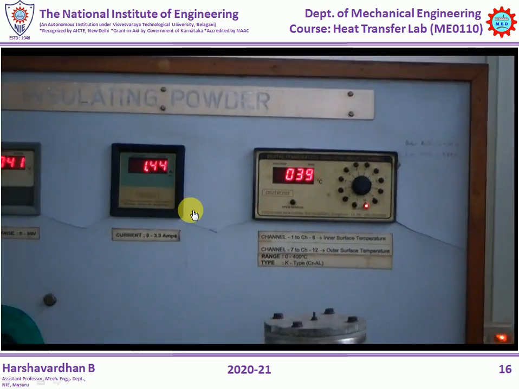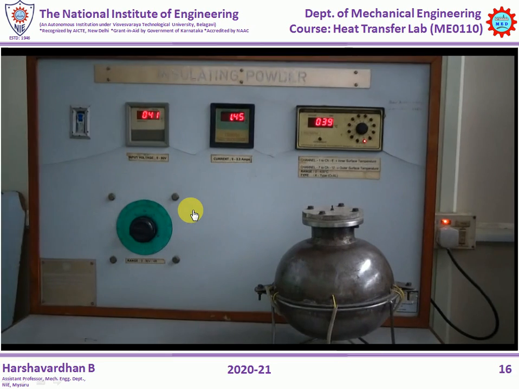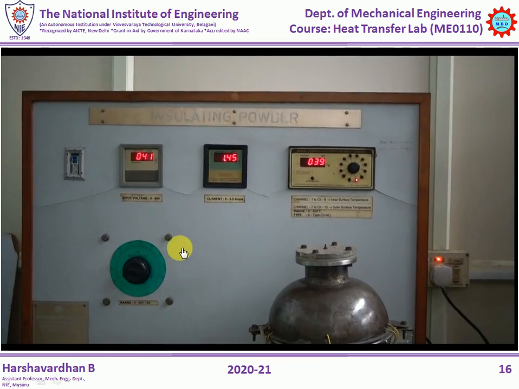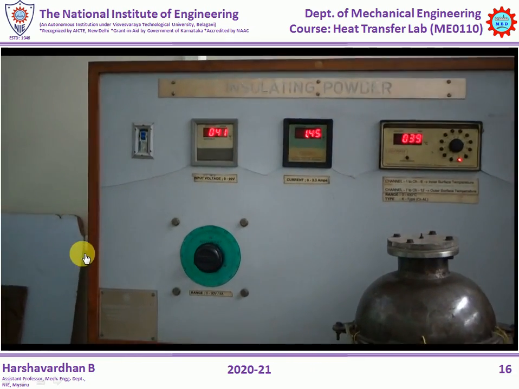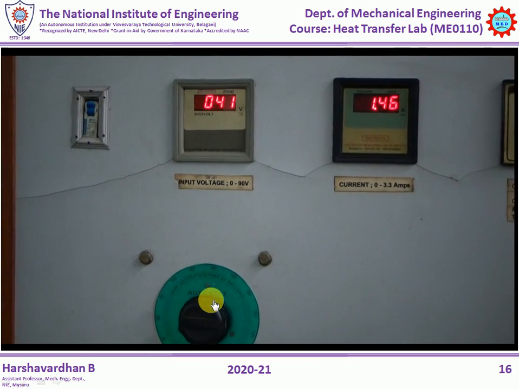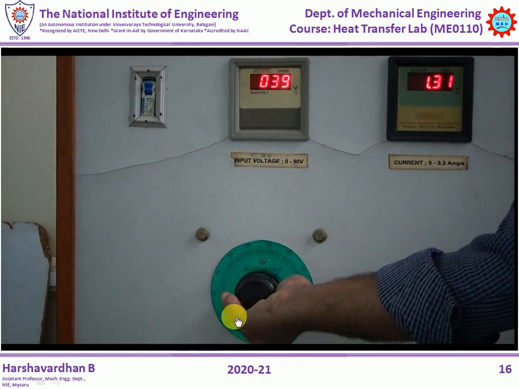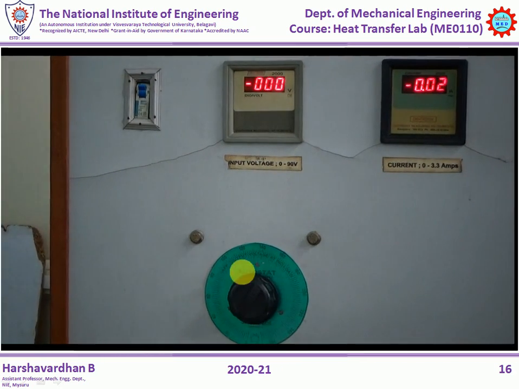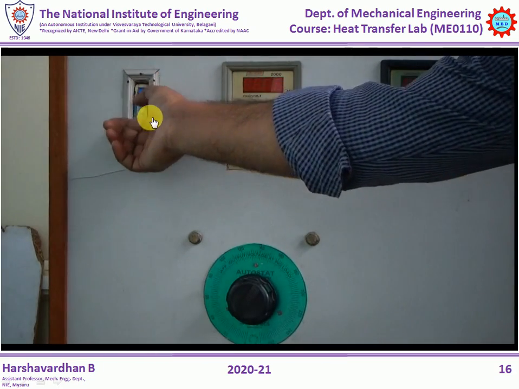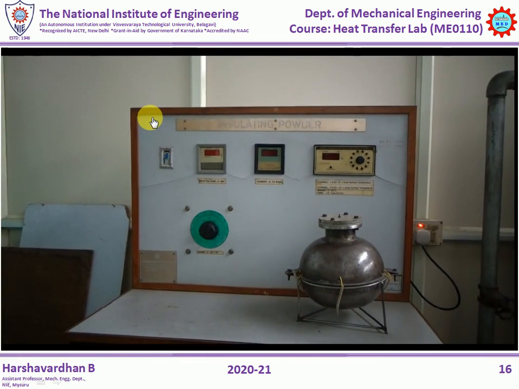We have to note down these 12 thermocouple readings when the system attains the steady state. Then we have to turn the dimmerstat in the reverse direction, in the counterclockwise direction, and bring the voltage and current to 0, and then turn off the main switch. This completes the conduction of the experiment.